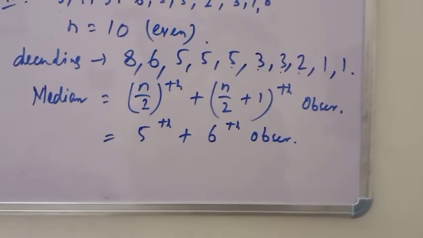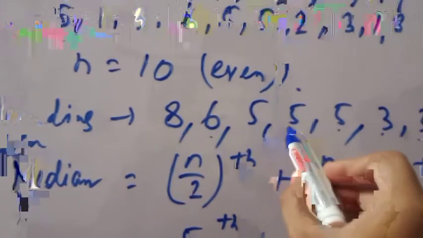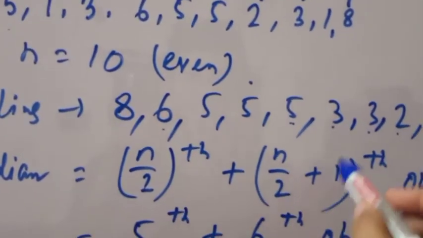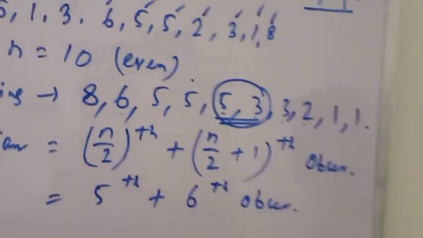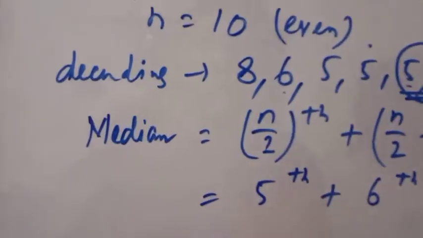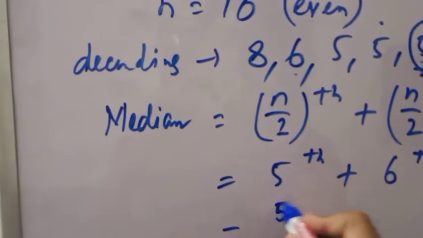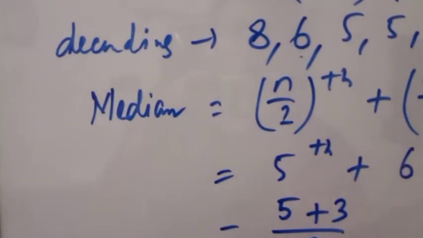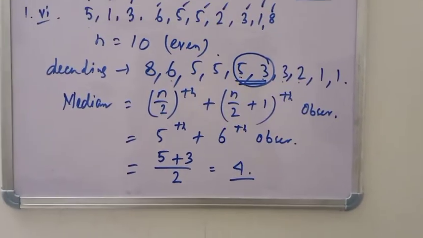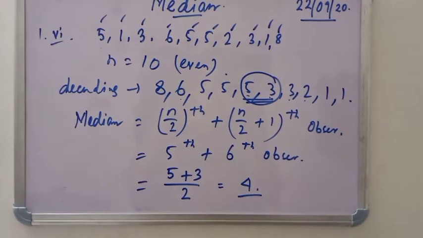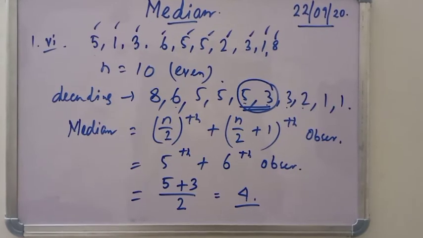So 2 observations are there, the 5th and 6th. Here the 5th observation is 5 and the 6th is 3. So 5 and 3, 2 observations we are getting. That means you have to find the mean of these 2 observations. That means 5 plus 3 by 2, that means 4. So 4 is the median here.